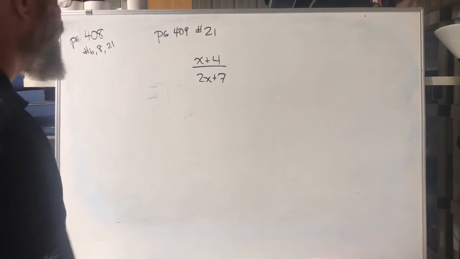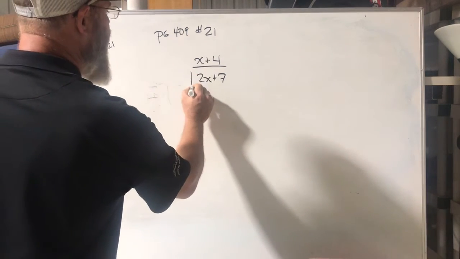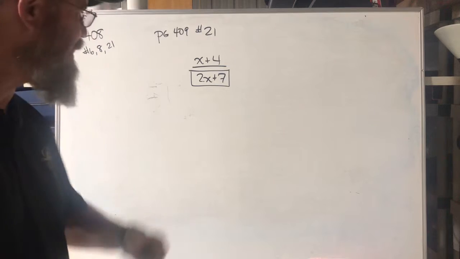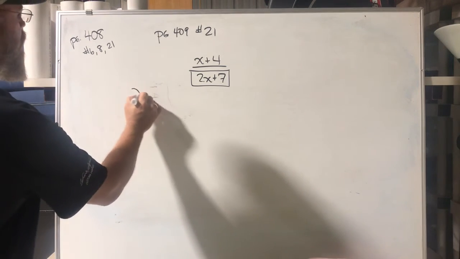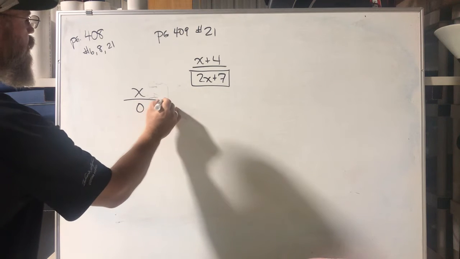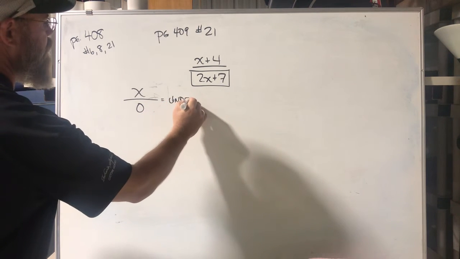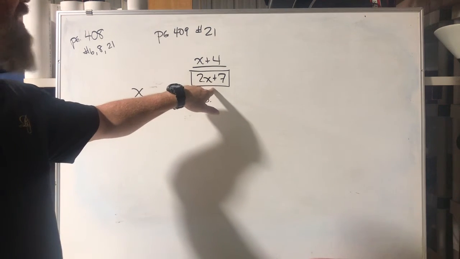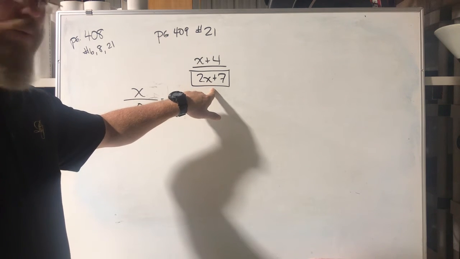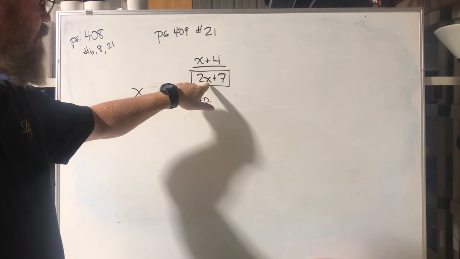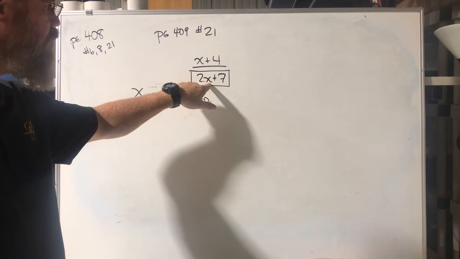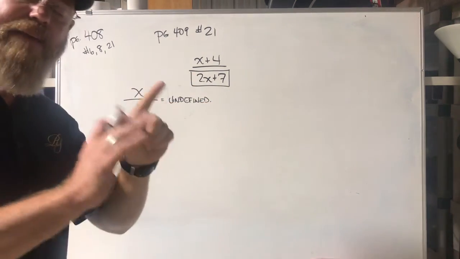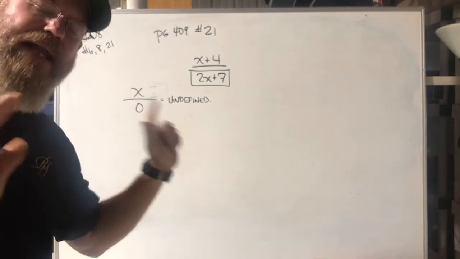Okay? So basically this denominator cannot equal 0, all right? Because any fraction over 0 is undefined. So this denominator cannot equal 0. So what we're trying to find is the value that x will be if this equals 0. And that means x cannot equal that.